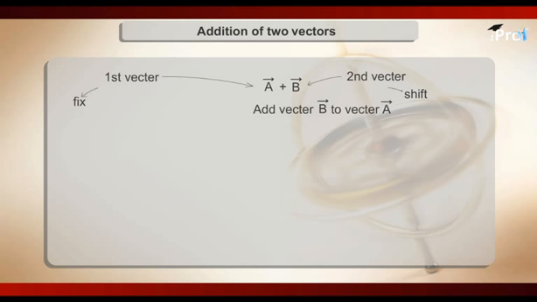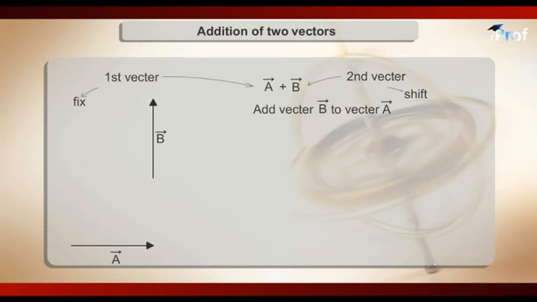This we will see in the graph. Let's see over here. This is vector A. This is vector B. We have to add vector B to vector A. For adding vector B to vector A, let's shift vector B. Now we are shifting vector B. Vector B has been shifted from this place to this place.